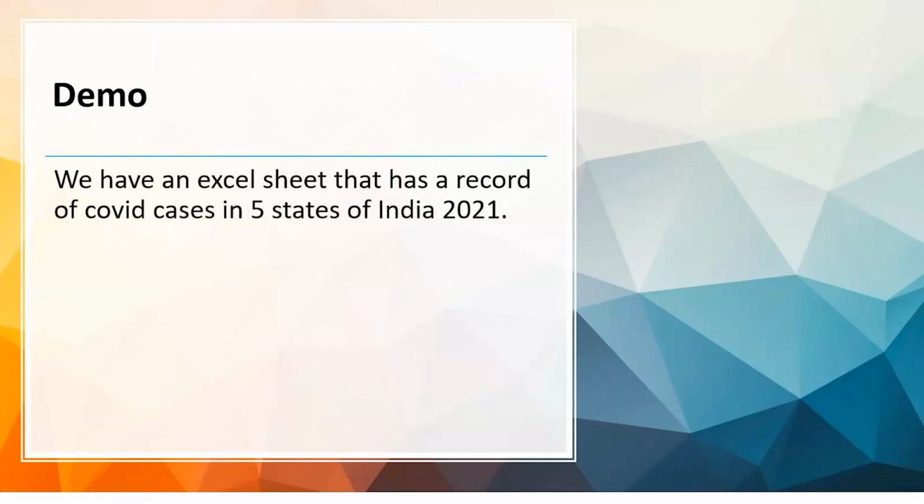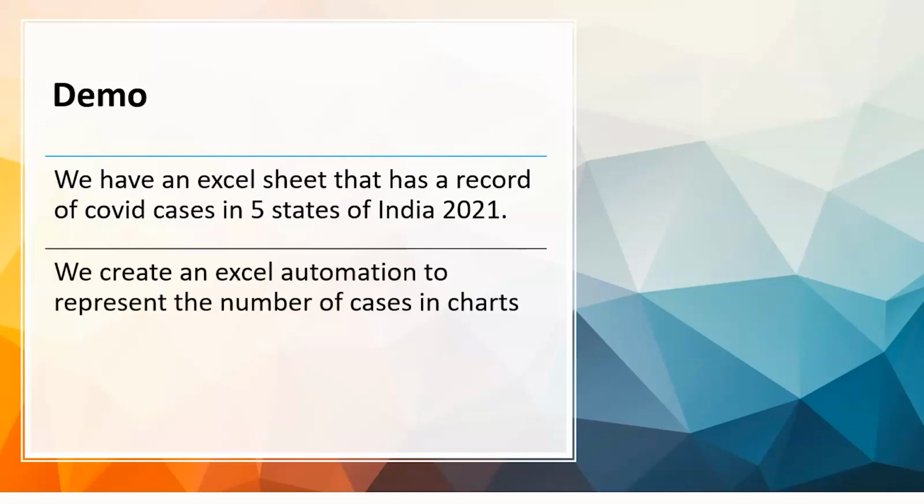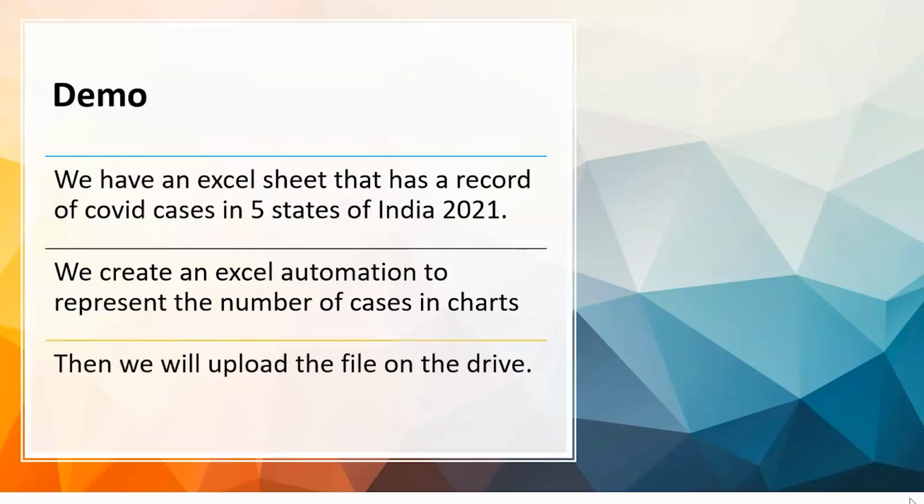In this demo, we have an Excel sheet that has a record of COVID cases in 5 states of India in 2021. So we will create an Excel automation to represent the number of cases in charts. It's easy to understand looking at the charts rather than looking at the huge numbers. Then we will upload the file on the drive. So let's jump into the UiPath Studio and get started.